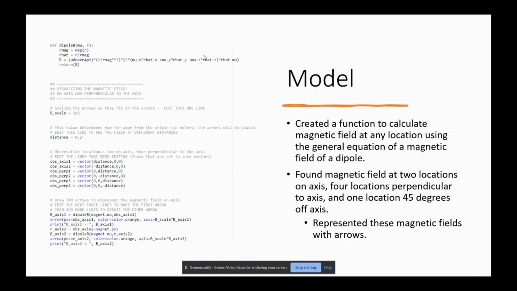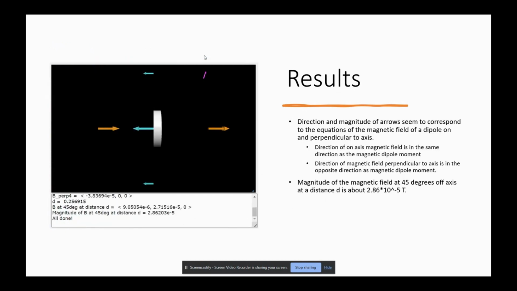In our model, I created a function called dipole B to calculate the magnetic field at any location using the general equation of a magnetic field of a dipole, given mu and the distance from the magnet. We found the magnetic field at 2 locations on axis, 4 locations perpendicular to axis, and 1 location 45 degrees off axis, and we created arrows to represent these vectors. This is a picture of the model.